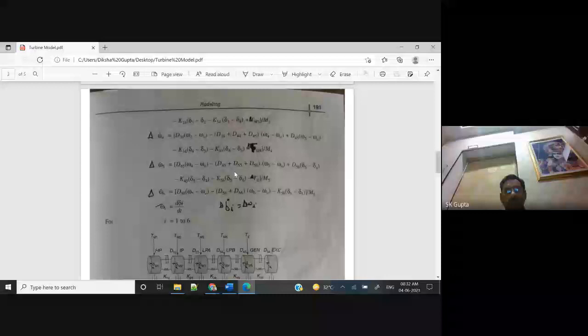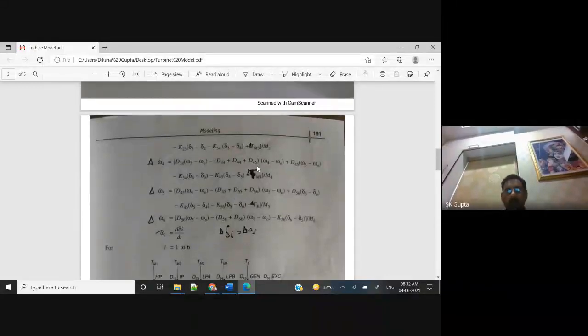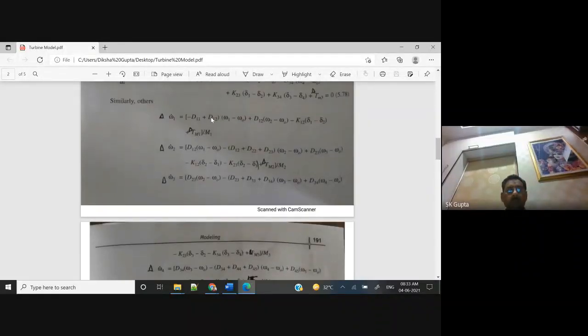Now you see here again, the thing to remember is that here it is Tm1, Tm2: mechanical power of unit 2, mechanical power of unit 3, mechanical power of unit 4, and mechanical power is not there in unit 5, because it is a generator. This is the equation for the high pressure turbine, then the intermediate pressure turbine, then the low pressure turbine, then the low pressure B turbine, and then this is the equation for the generator.